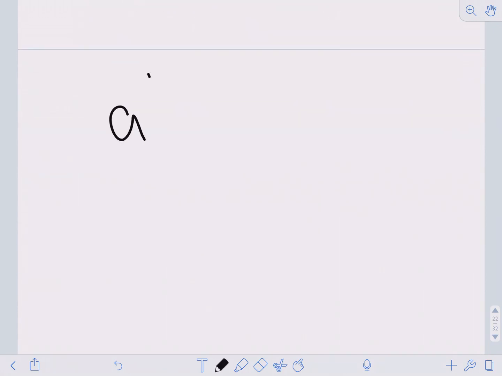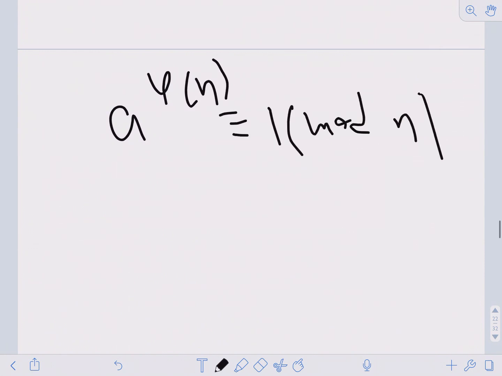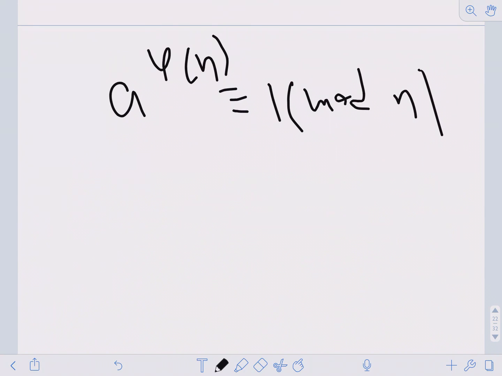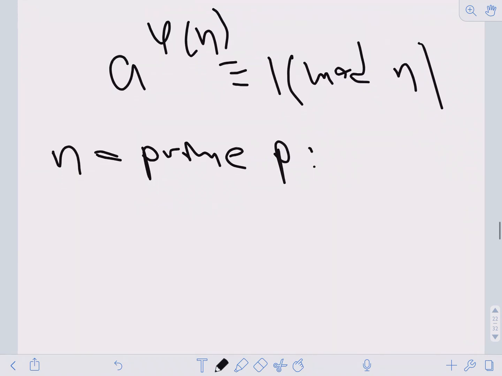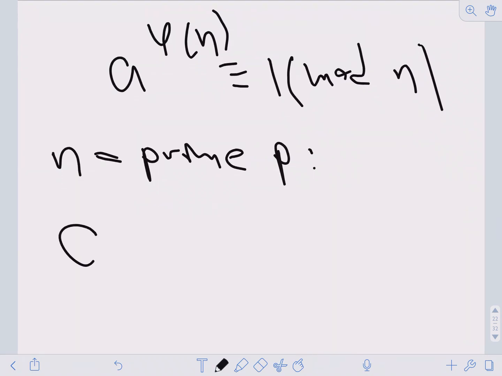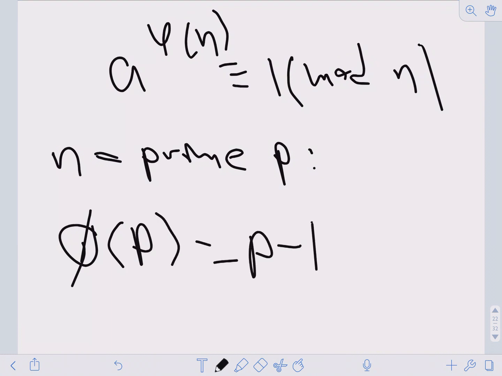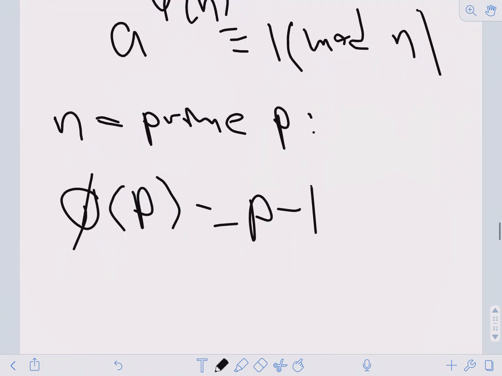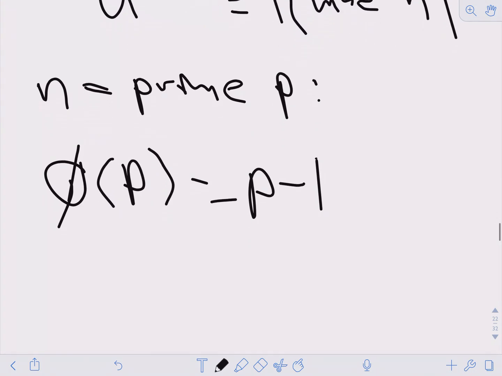So Euler's theorem states that a to the phi n is congruent to 1 mod n, where a and n are relatively prime. Note that if n is a prime p, then phi of p equals p minus 1, because all numbers less than p are relatively prime to p because p is prime. So phi of p is p minus 1.